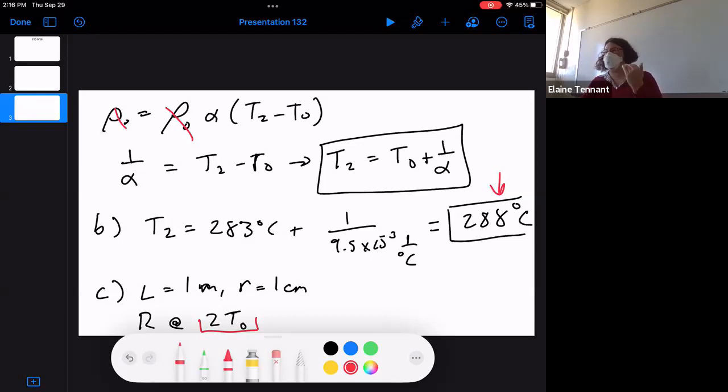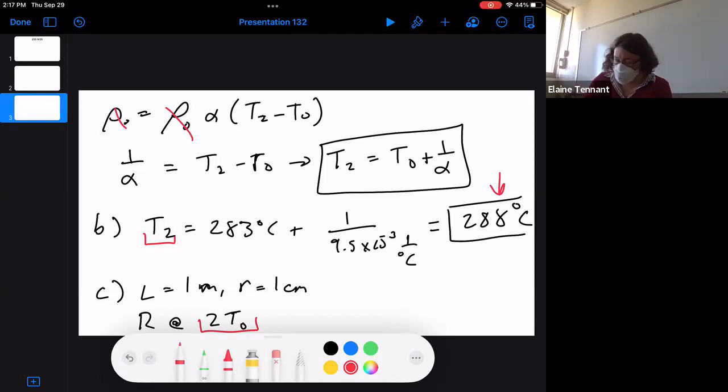I'm saying absolutely not, because that's T2. That is not twice 283. And maybe I'm the only one who ever made this mistake, but I spent a lot of time trying to shove that 288 degrees Celsius into my equations. 2 T naught means that you've doubled the initial base temperature. That does not mean that your resistivity has doubled, because all you have to do is increase it by 5 degrees Celsius and your resistivity is doubled. So at 2 T naught, we would expect a very, very high resistivity.